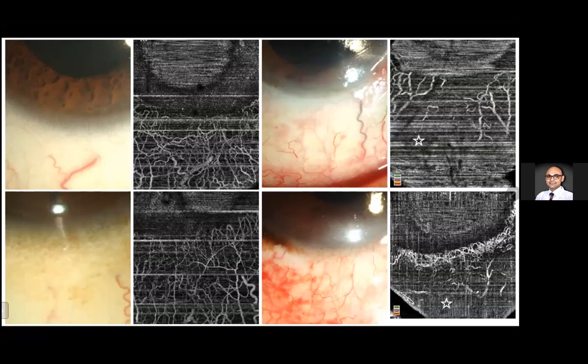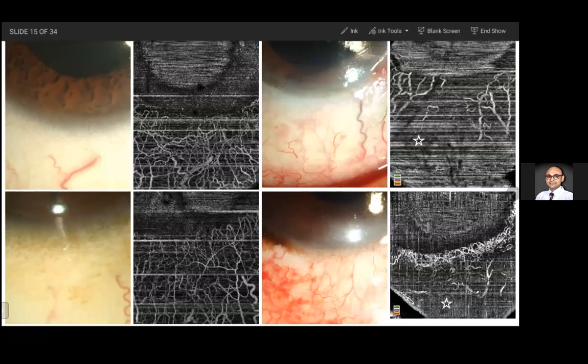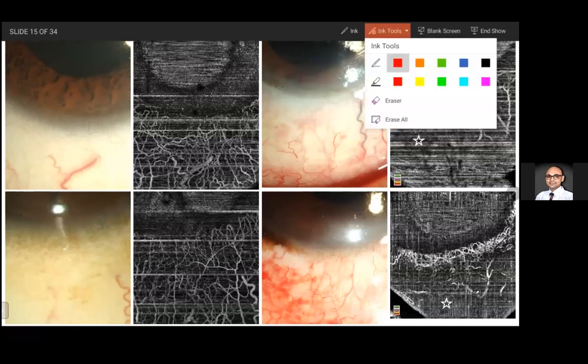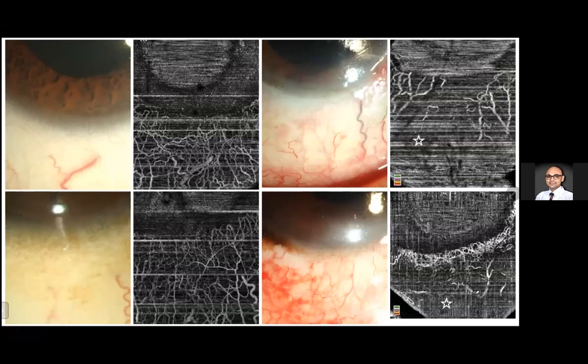So that's what you see here, ischemia both in the figure on top and in the bottom. In the bottom, you can see that the limbal arcades to some extent are preserved, but otherwise it is damaged over there. These arcades over here are preserved, but you can see that the perilimbal vessels are gone.